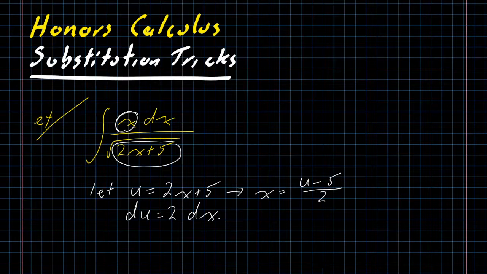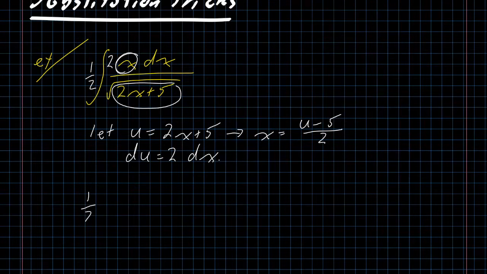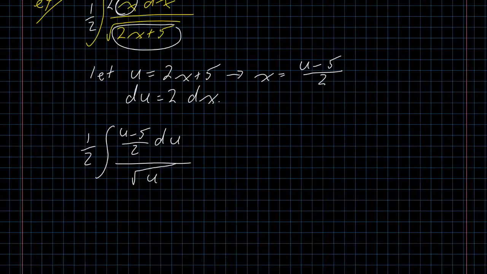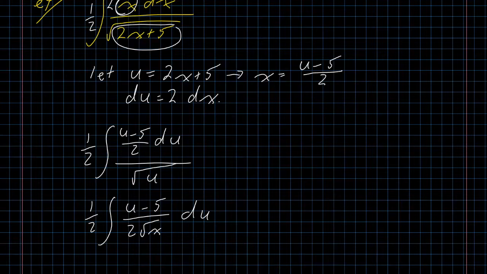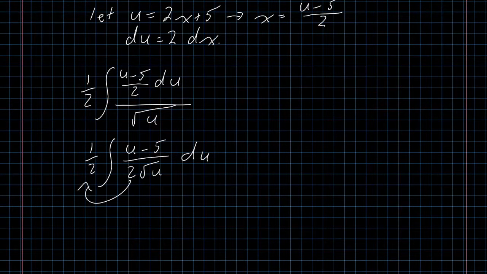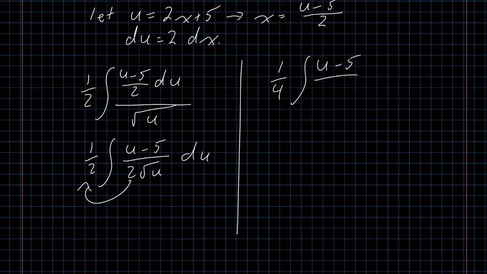And let's try substituting that in. All right, I need to get a 2 in here, so I'll put a 1/2 in front. And so I'm going to be left with that 1/2. The x turns into u minus 5 over 2. The dx turns into du, well, the dx with the 2 that we introduced. And then in the denominator, I have square root of u. Rearranging this a little bit, getting that 2 outside of the integral. Constants are always annoying. So let's call that 1/4 the integral of u minus 5 over the square root of u.